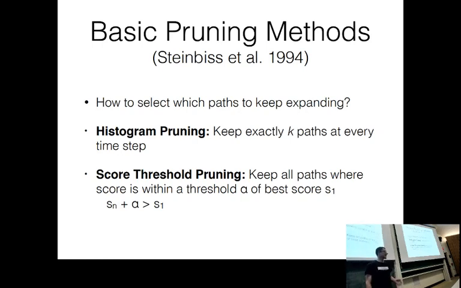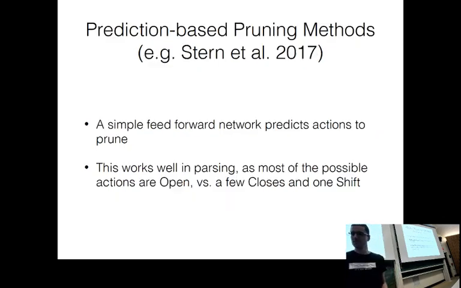But we can go beyond just basic beam search. So for example, normally you just pick the top k highest scoring paths at each time step. And you can imagine doing other things. So you can pick every path in your beam within a threshold of the best score. You can also do a prediction-based pruning method.